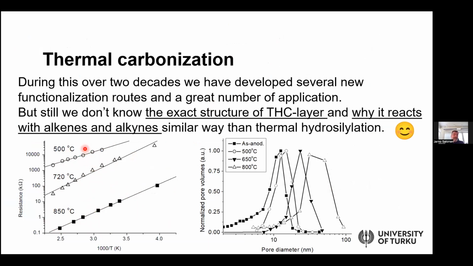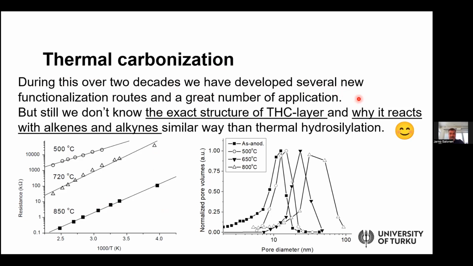And actually it behaves as a thermistor. And there are some other benefits of the thermal carbonization, and still we have studied that a lot. We have developed several functional routes, and we have used that in many different applications.